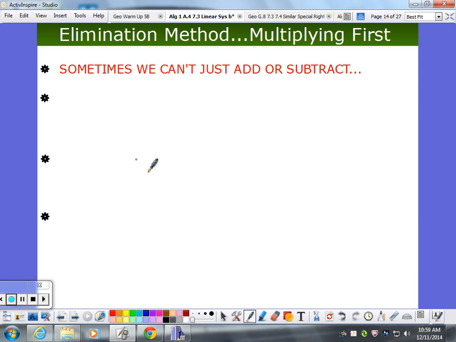So let's see what I got here. Sometimes we can't just add or subtract when we have our linear system. Let's look at this example. It is on your paper, side 1. I keep hearing some level of noise. It's driving me crazy. It's humming. Please pay attention to this. Please.